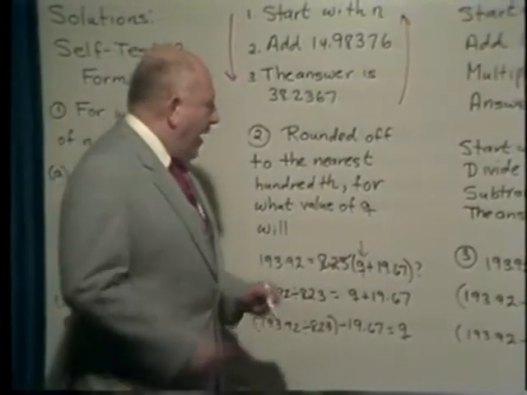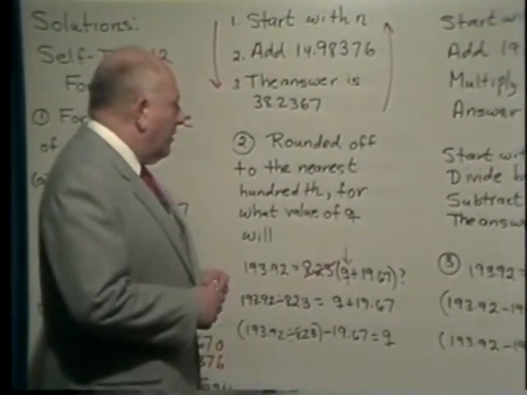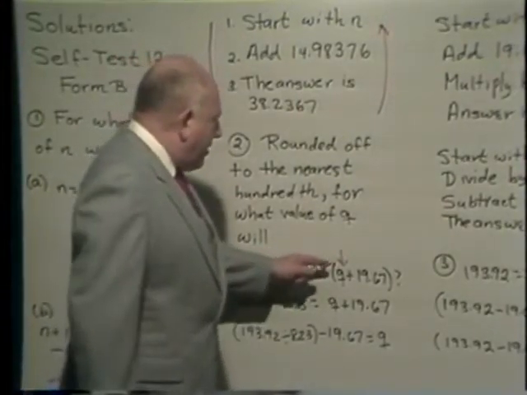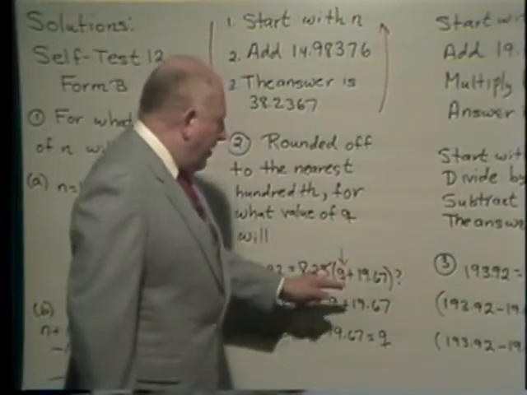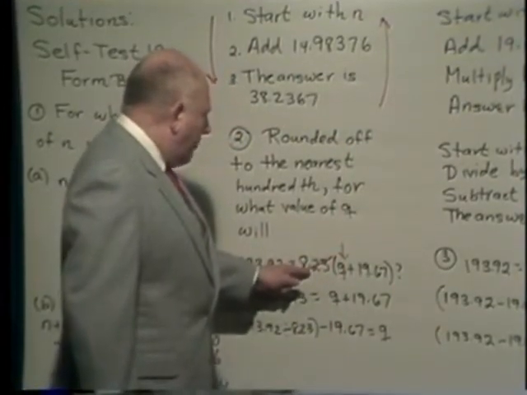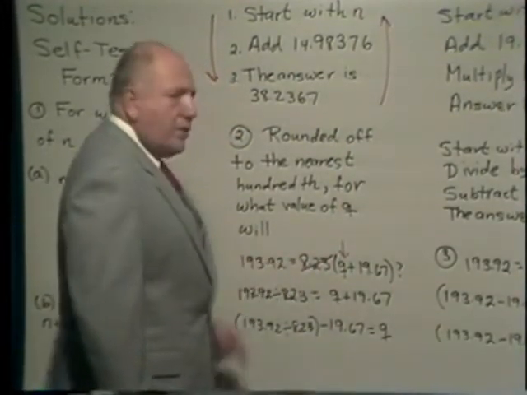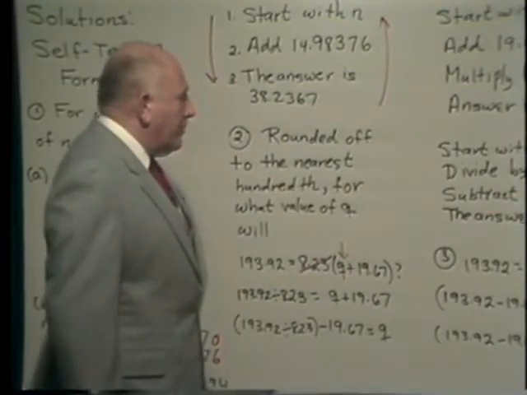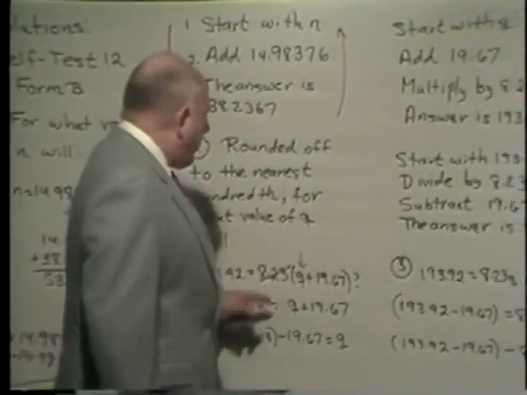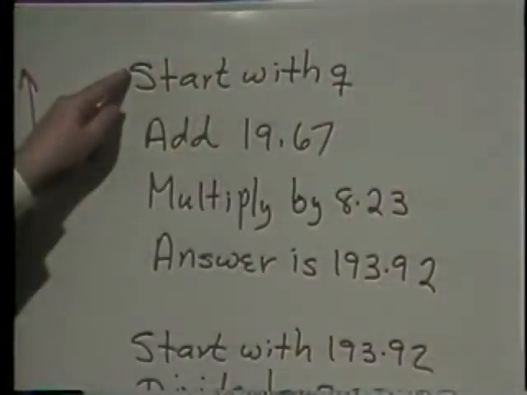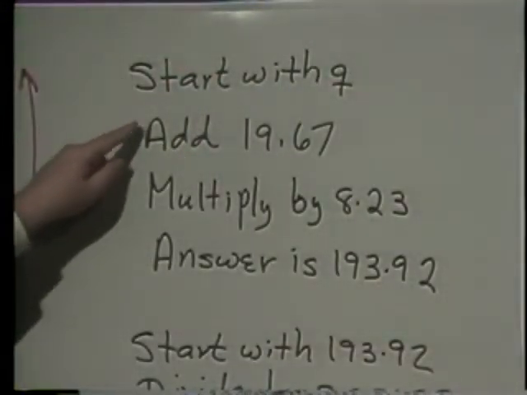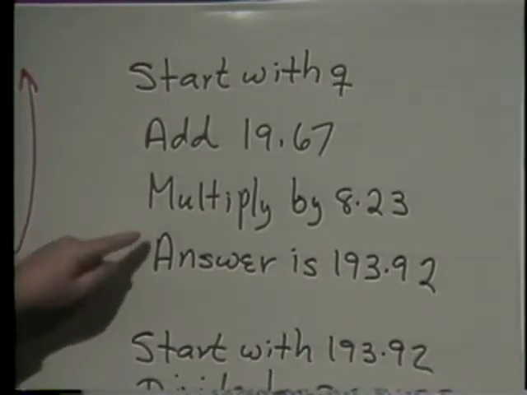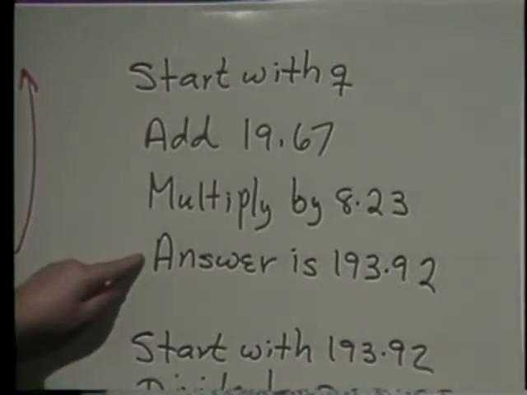And again, if I were to do that in the verbal form, what am I doing here? Let's summarize it. I'm starting with q. I'm adding 19.67. Then I'm multiplying by 8.23. And I'm being told that the answer is 193.92. Let's repeat this. I start with q, I add 19.67, I multiply by 8.23, and the answer is 193.92.